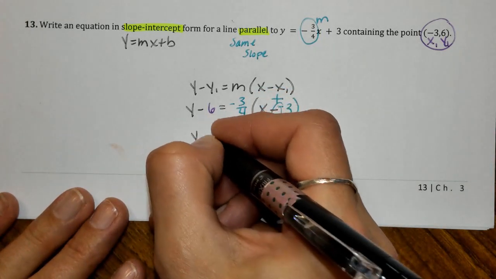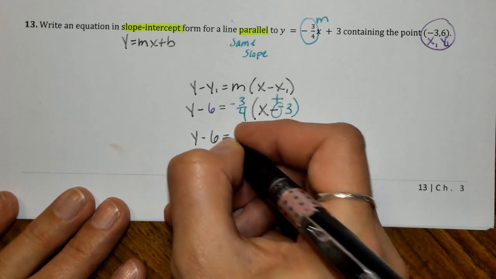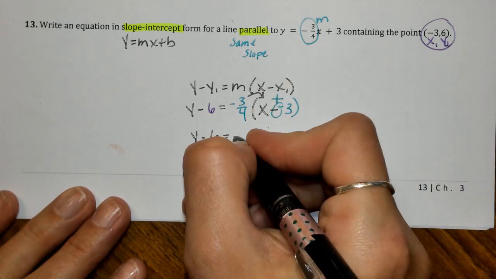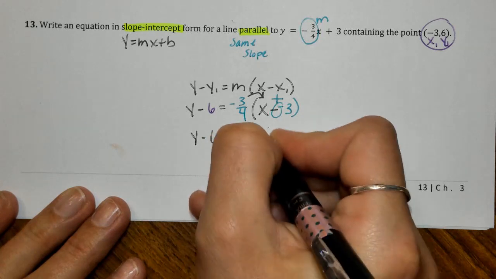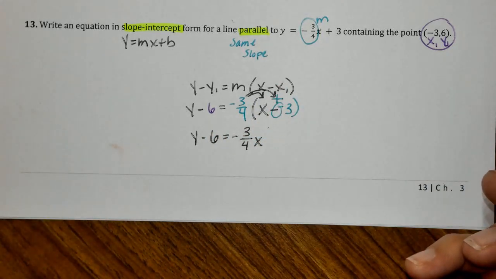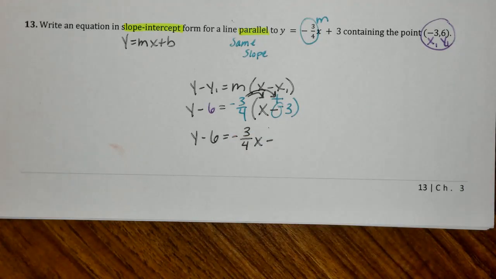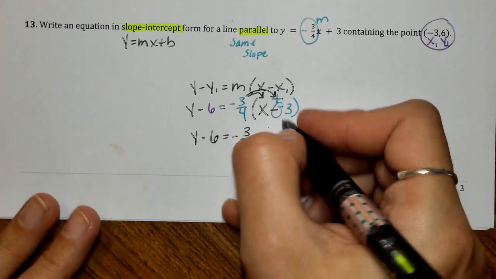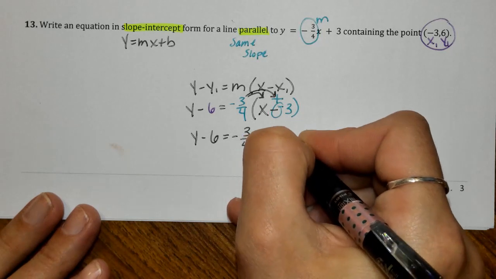First things first, let's distribute that slope, negative 3/4 x. And I'm going to take negative 3/4 and multiply it by a positive 3, give me a negative 9/4. And I'm going to go ahead and leave this as a fraction for right now.